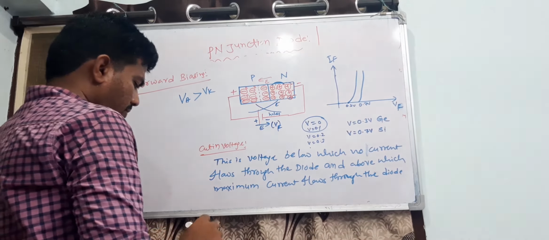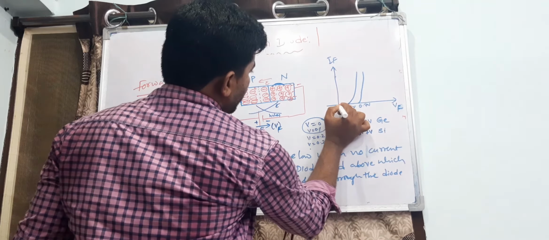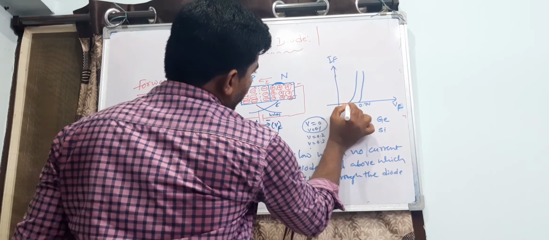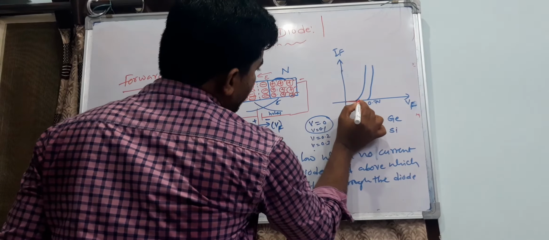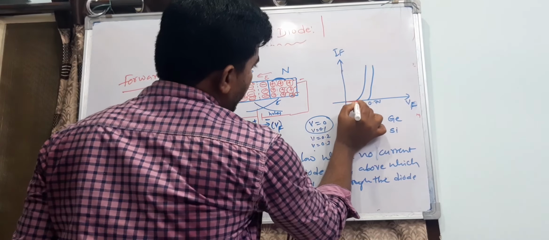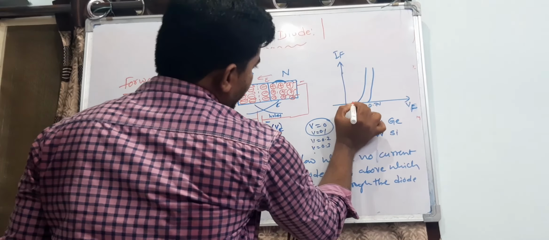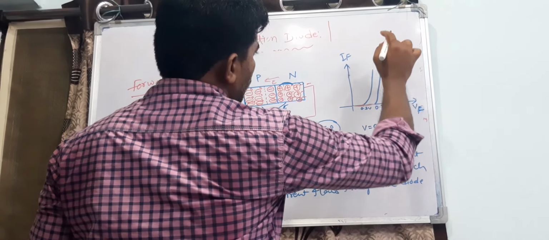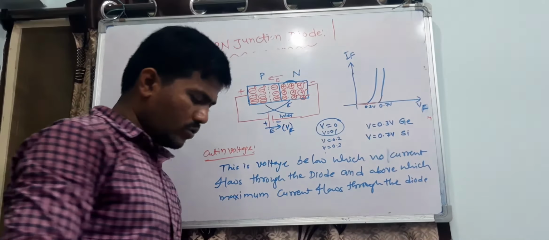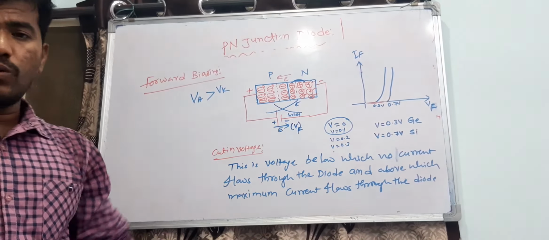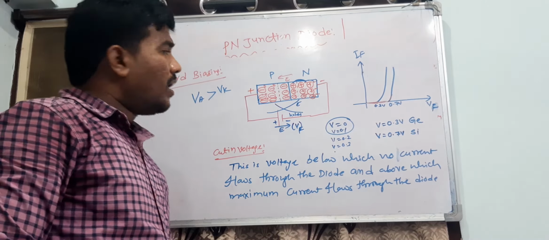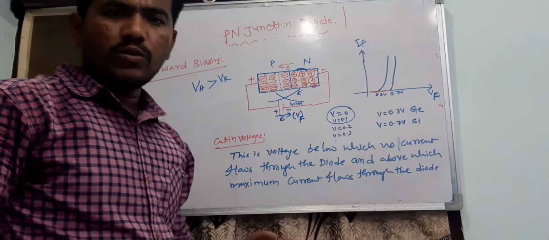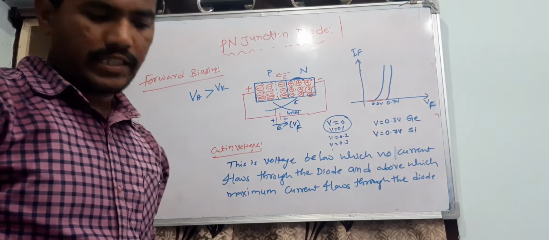Which means if you observe the graph here, up to 0.3 volts, no current. On the current axis, the current value will be 0. When it reaches 0.3 volts, like 0.301 or 0.31, the current will increase like this. And if it is a silicon diode, up to 0.7 volts, no current. After reaching 0.7 volts, maximum current flows through the diode. That's the cut-in voltage: 0.3 volt for germanium and 0.7 volt for silicon. That's the forward bias characteristic.